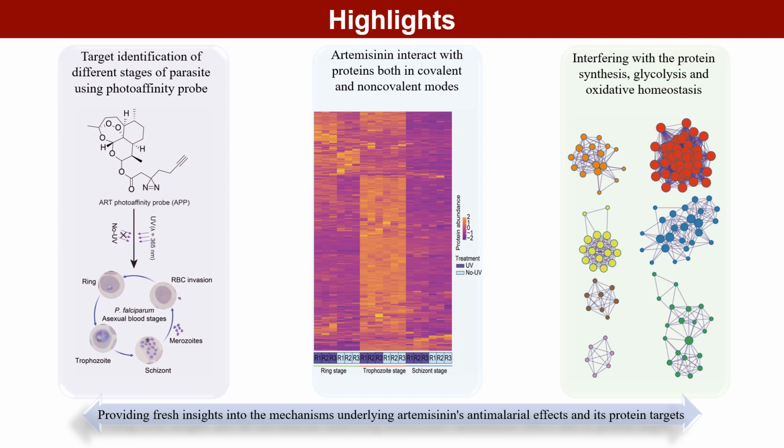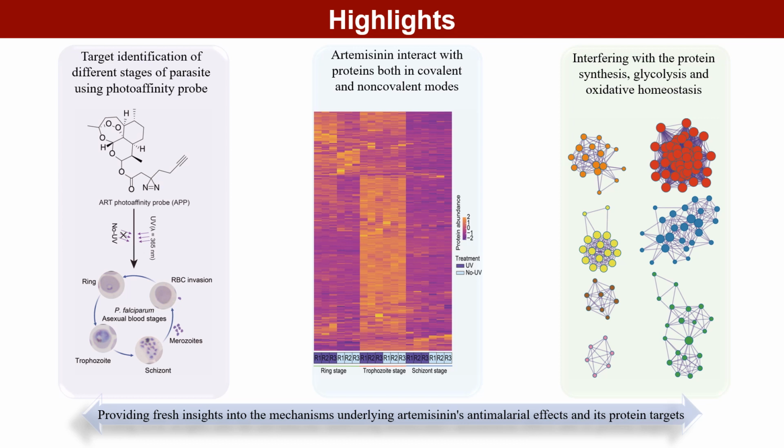Here are the highlights. 1. We identified the targets of artemisinin at different stages of the intraerythrocytic cycle of Plasmodium falciparum using a photoaffinity probe of artemisinin. 2. Artemisinin can interact with parasite proteins in vivo through both covalent and noncovalent mechanisms.